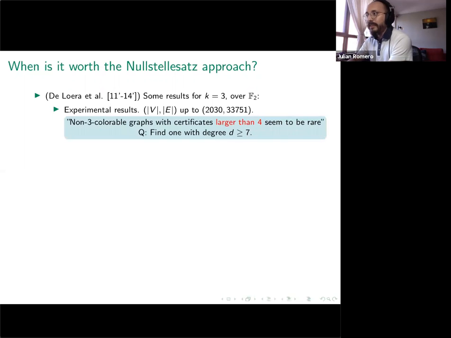This was the thing that was surprising for me when I was first reading this. They say that no non-3-colorable graphs with certificates larger than 4 were found. So it was really rare to find graphs that needed certificates of degree larger than 4. They have one that needed Nullstellensatz of degree 7, but that was it. They had no idea what graphs could need a certificate of degree 9.